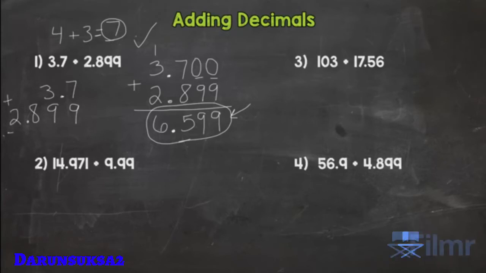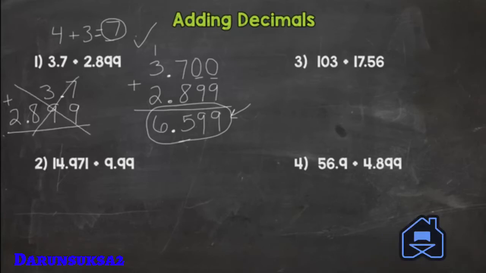Add like this. Just lining up your numbers like that. Your places aren't lined up, your decimals aren't lined up. If you do that, you have no chance of getting the correct answer. Okay? So let's go to number 2. We're going to speed it up a little bit here.